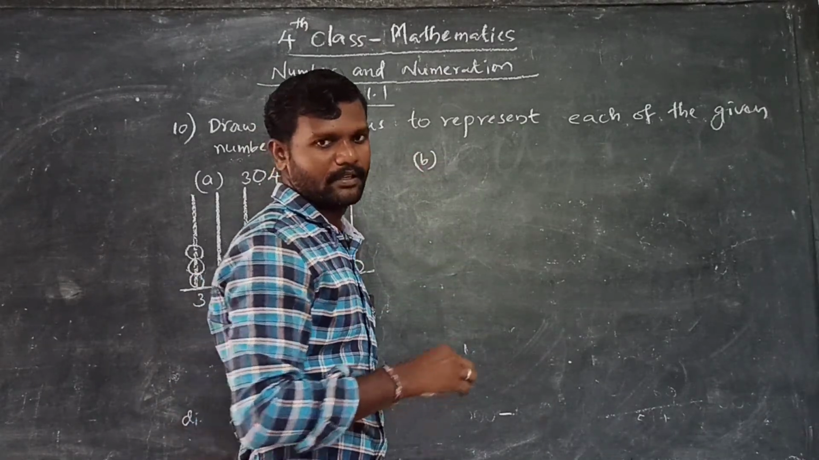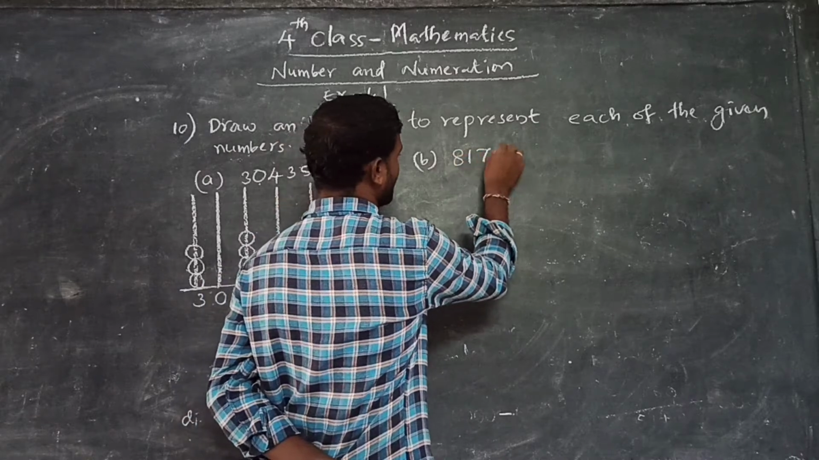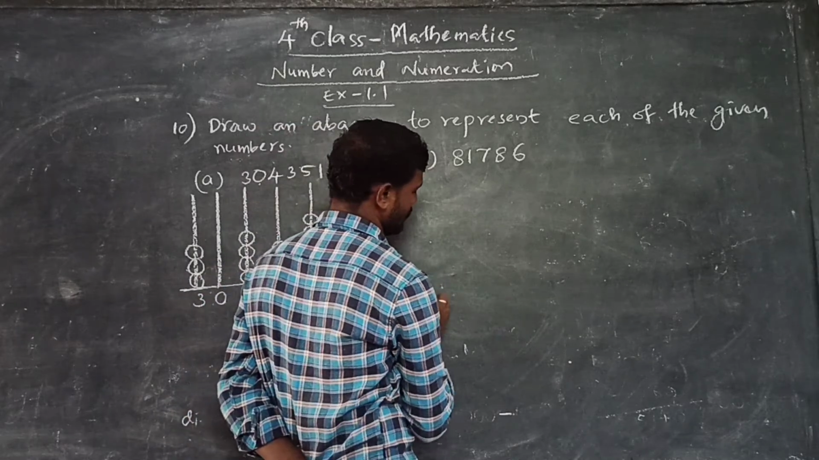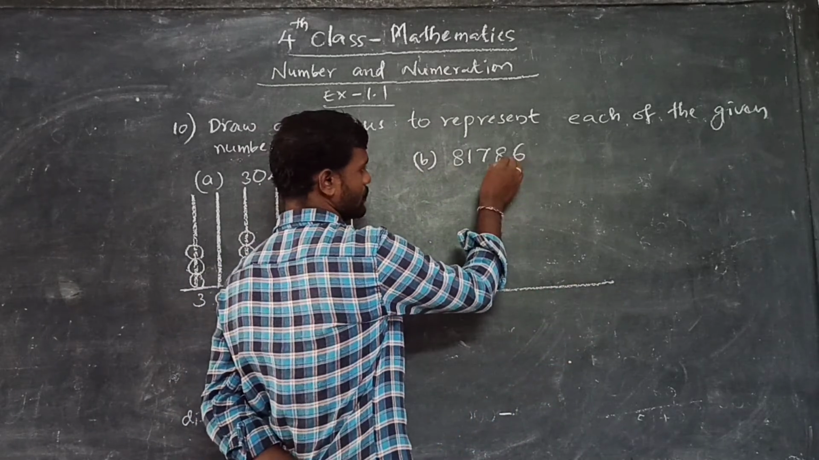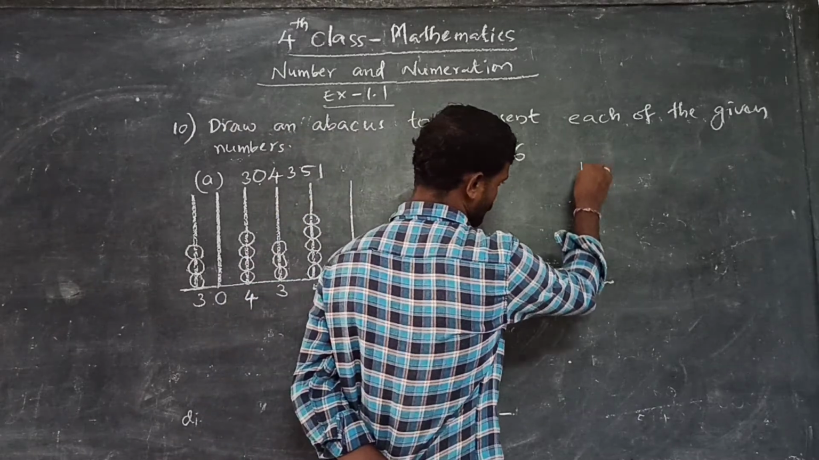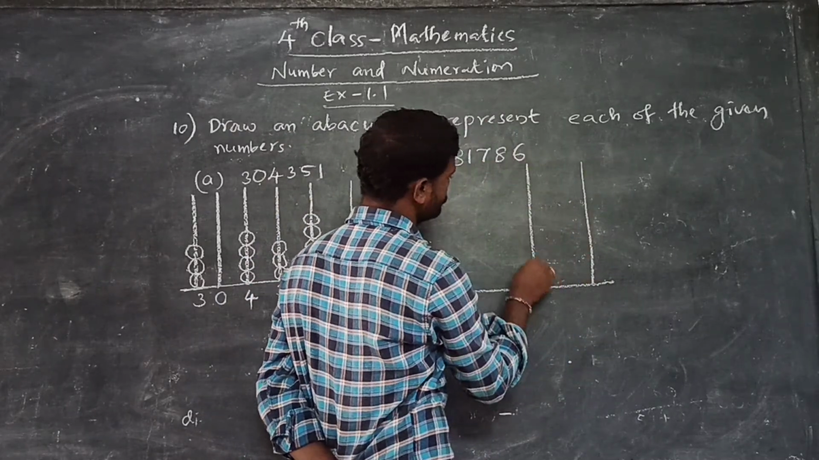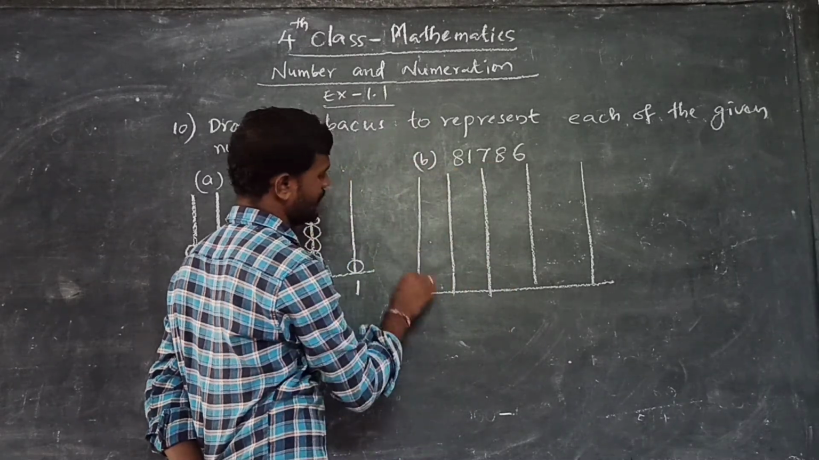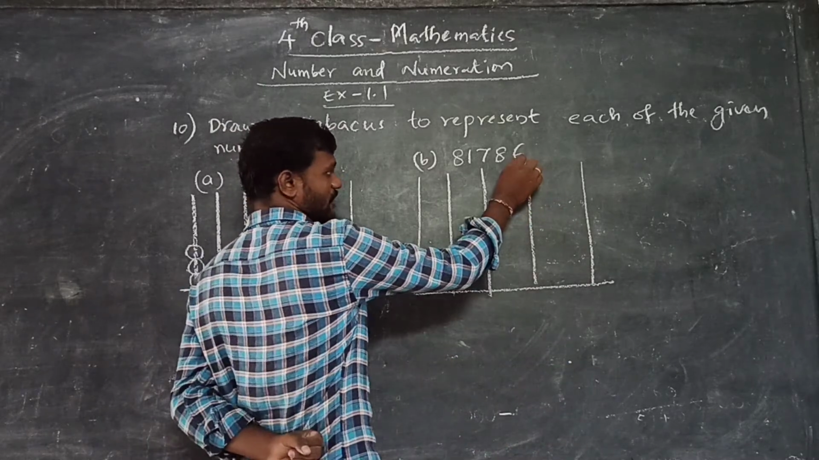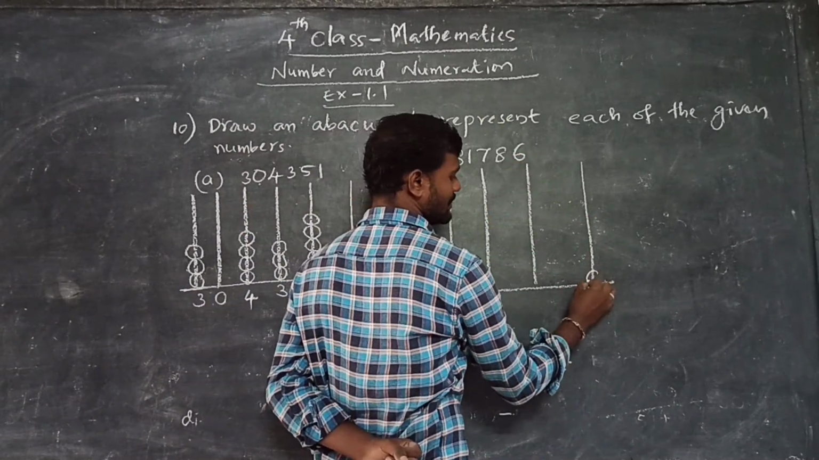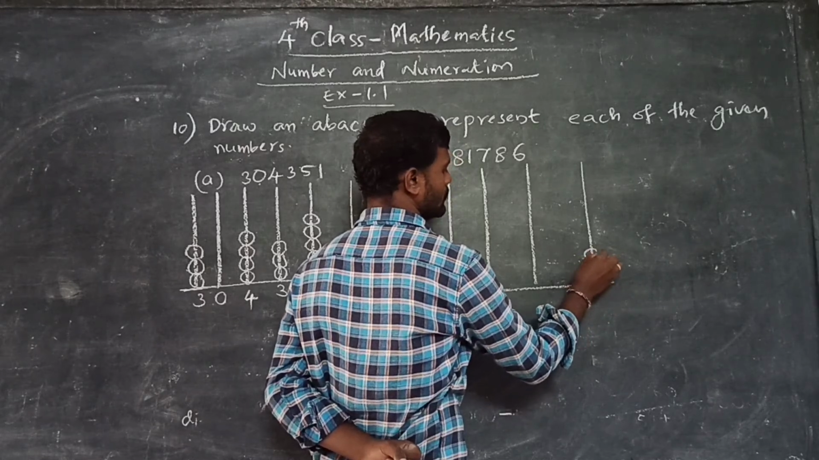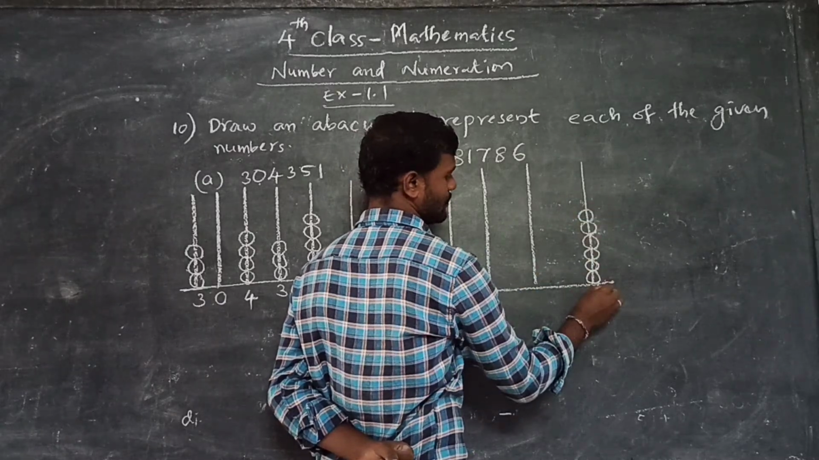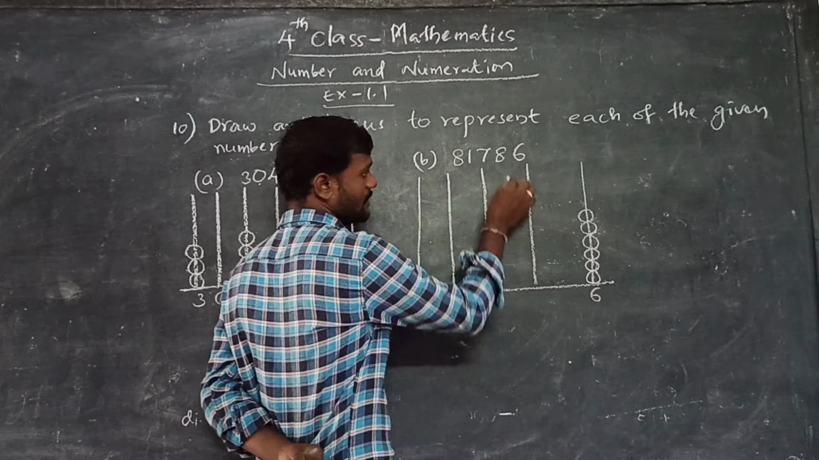What is the second one? 81,786. Okay. How many digits are there? 1, 2, 3, 4, 5. 5 are there. So 1, 2, 3, 4, 5. What is the first number? 6. So how many circles you have to draw? 6. 1, 2, 3, 4, 5, 6. So 6. And next 8.